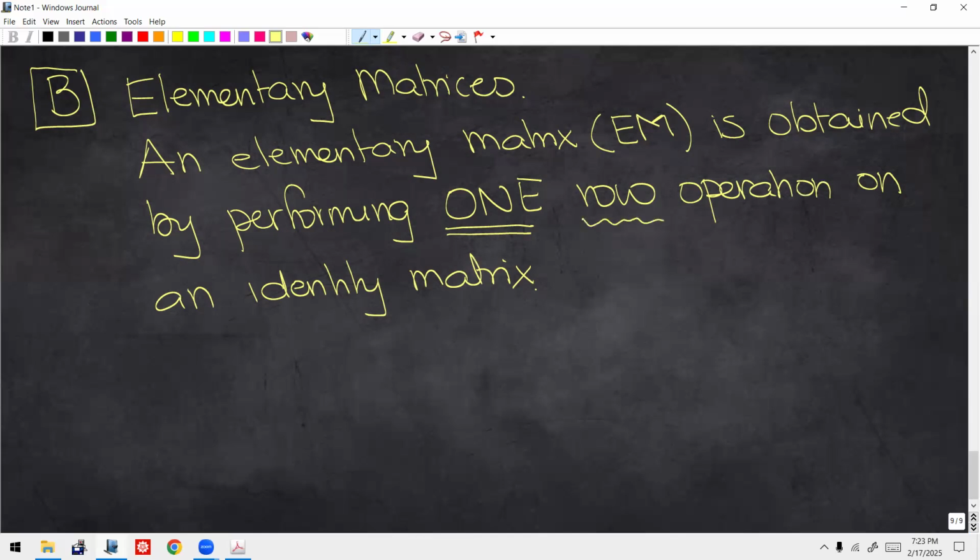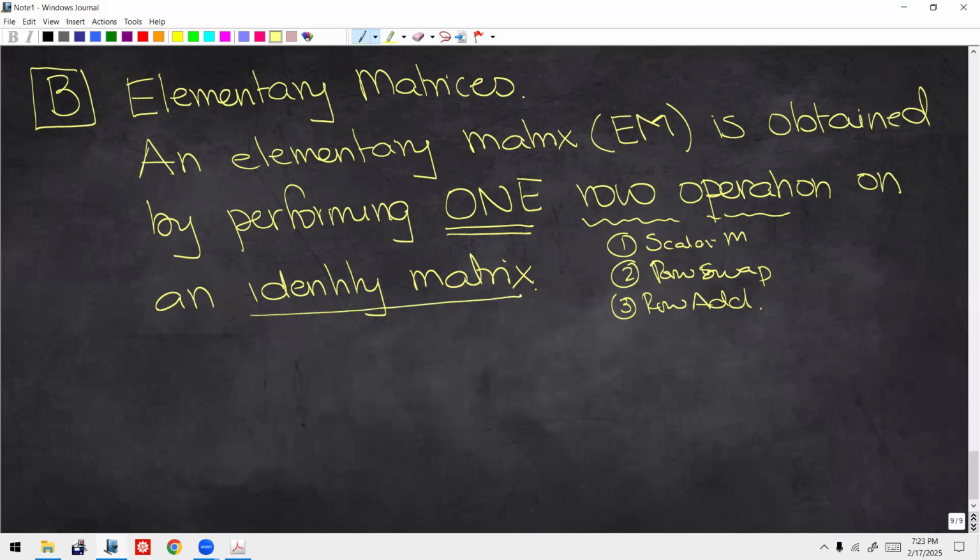Now, what are row operations? We have three types of row operations, correct? We have scalar multiplication, we have row swap, and we have row addition. You remember that from section 1.1. So there's only three types of row operations. If you apply any one of these row operations to the identity matrix, then what you end up with is called the elementary matrix. Okay, so let me give you some examples.